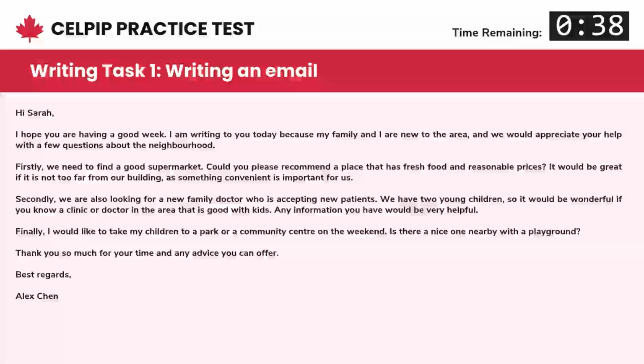The writer also uses simple linking words like firstly, secondly, and finally to introduce each point clearly. These words are excellent for organizing your ideas. For vocabulary, the email uses two helpful stretch words, convenient and appreciate. These words make your writing sound a little more natural without being too difficult.